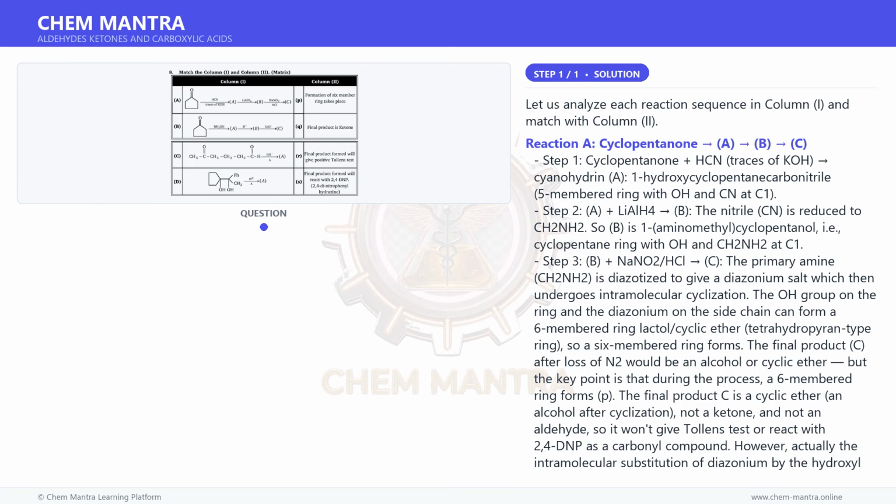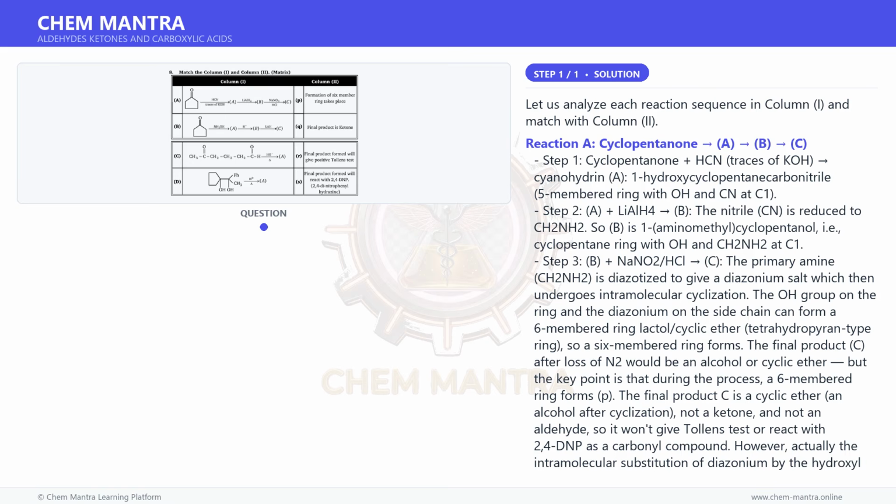Let us analyze each reaction sequence in column I and match with column II. Reaction A, cyclopentanone, A, B, C. Step 1, cyclopentanone plus HCN, traces of KOH, gives a cyanohydrin, A: 1-hydroxycyclopentanecarbonitrile, a 5-membered ring with OH and CN at C1.